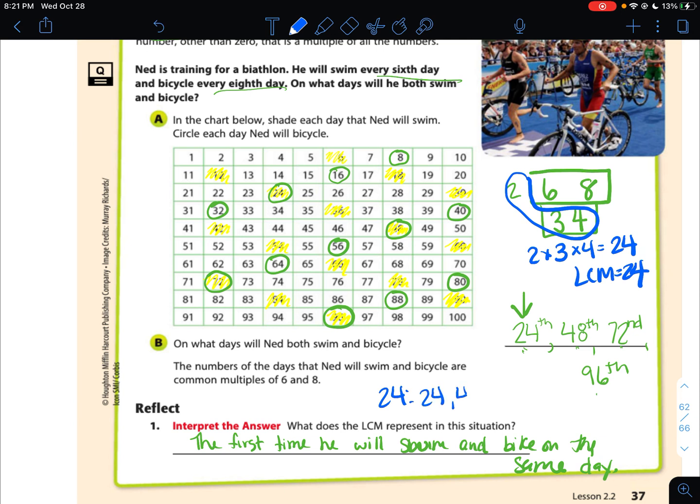24. The multiples of 24 are 24, 48, 72, 96, and so forth. And if you notice, that's all of those answers there.